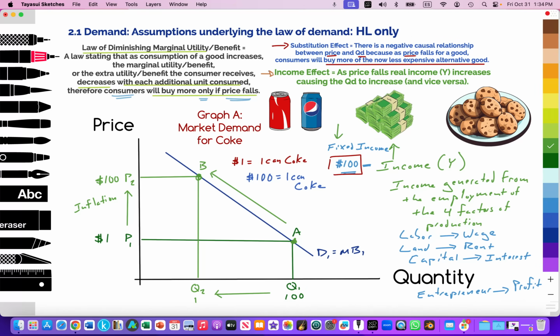And there we have it. So higher level students, you should be able to explain the underlying assumptions of the law of demand, which includes the law of diminishing marginal utility, includes the substitution effect, and it also includes the income effect.